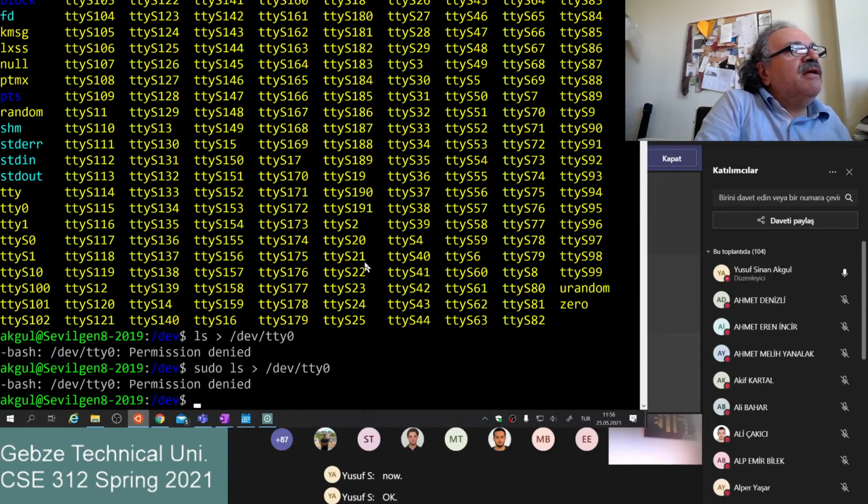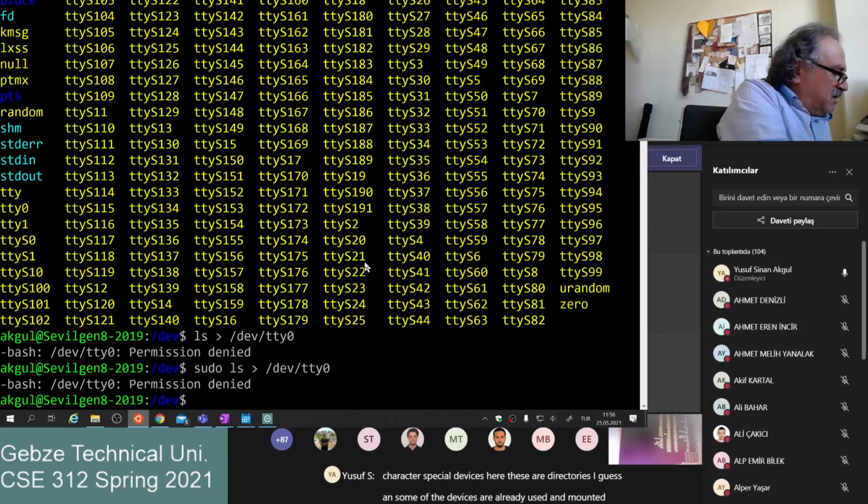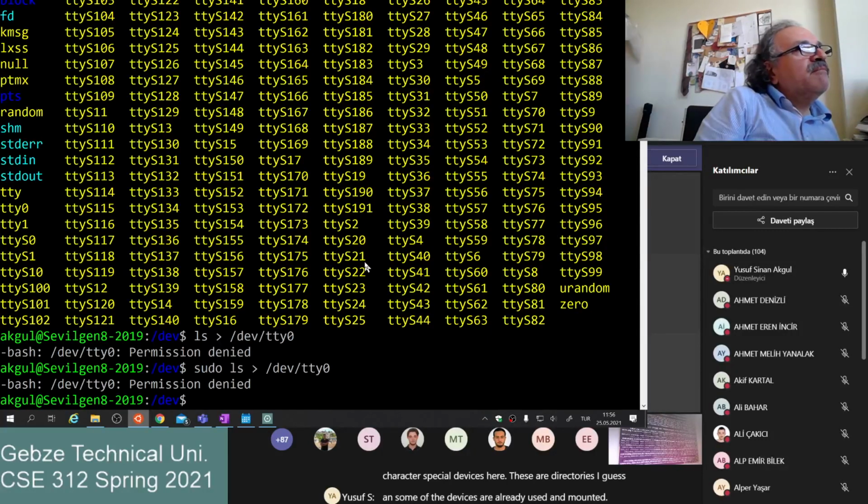I don't have that many now. That means that there are many terminals that I can connect to, and on top of it, I have block special devices, and I should have maybe character special devices. Yeah, character special devices here. These are directories, I guess. And some of the devices are already used and mounted. Oh yeah, many of them are mounted actually.